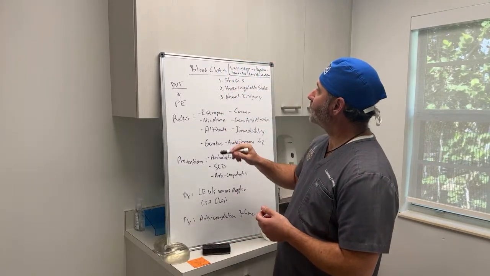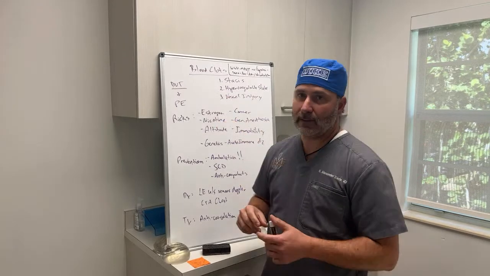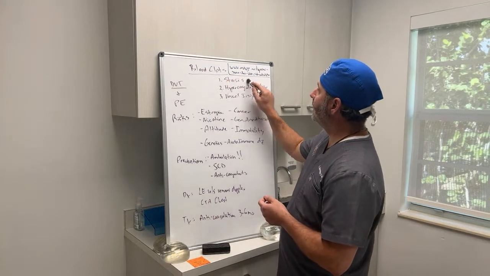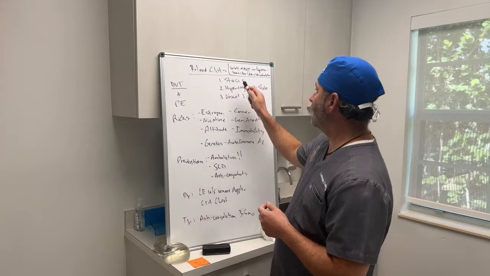So what are the three main categories that can lead to clotting? This is called Virchow's triad. Virchow's triad consists of, number one, and probably the most important one, stasis. That means the blood is not moving around. When there's stasis, the blood tends to want to just clot. So that's number one.